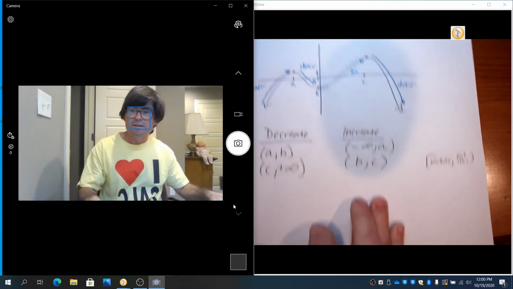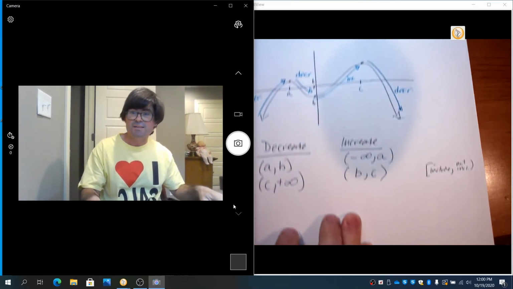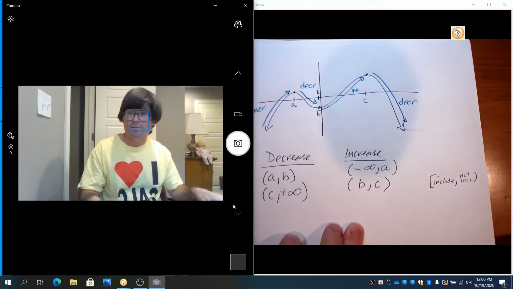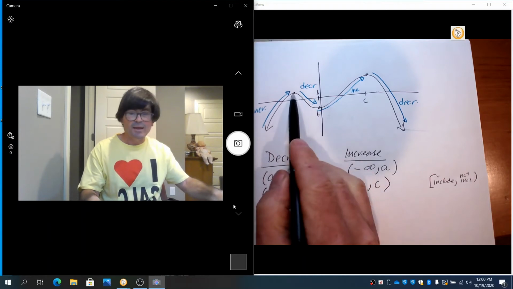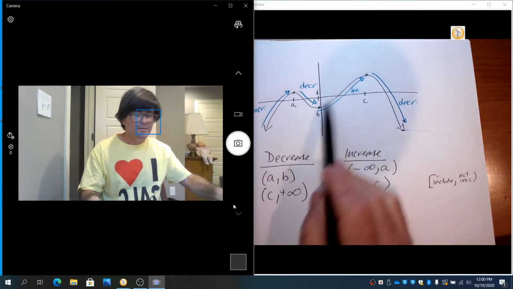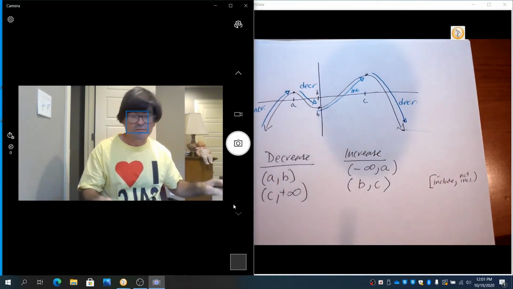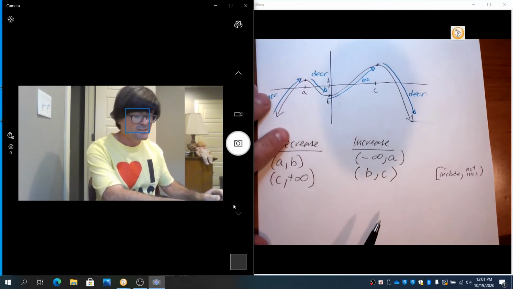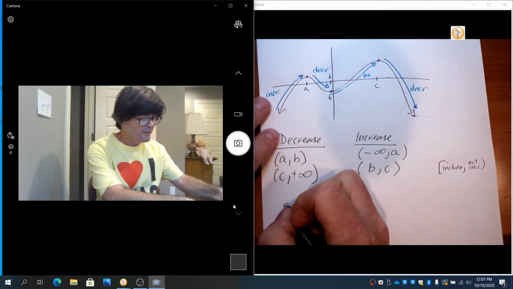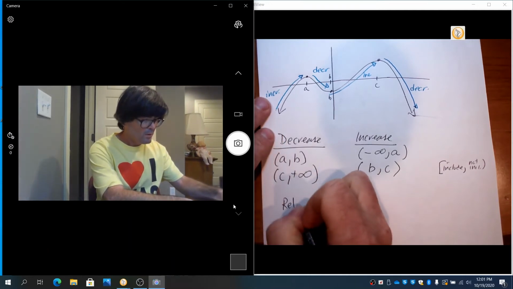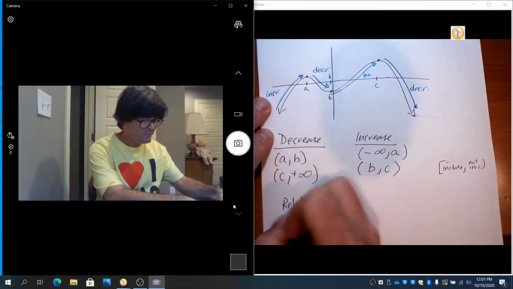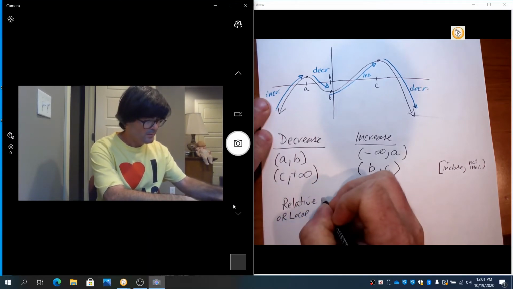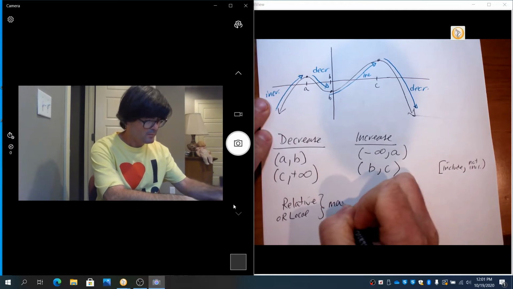The other thing that I want to talk about in this video is finding maxes and mins. Now, what a max and a min might be is pretty obvious. That's a max, that's a max, that's a min. Fair enough. I want to just throw some vocabulary at you too with maxes and mins. We're going to have a relative or local max or min.